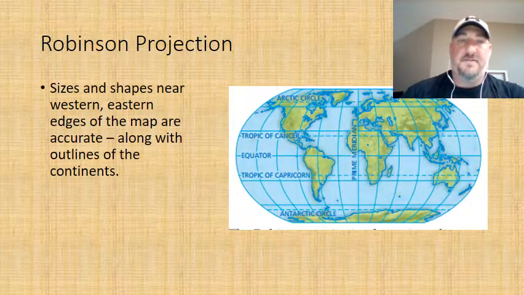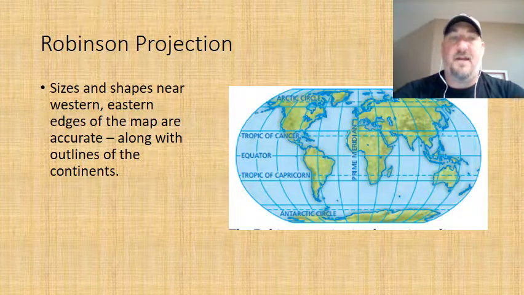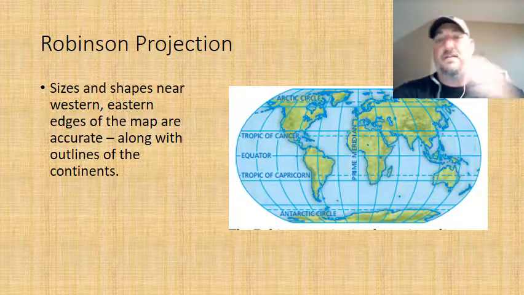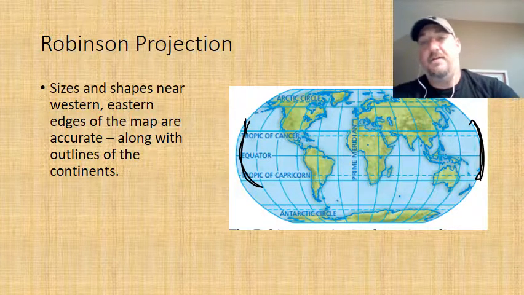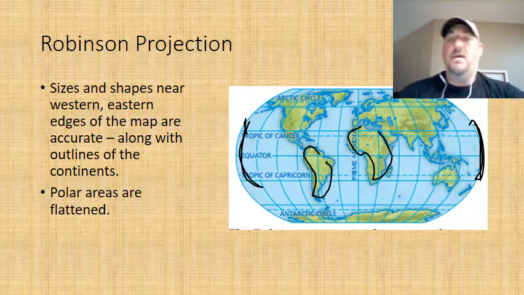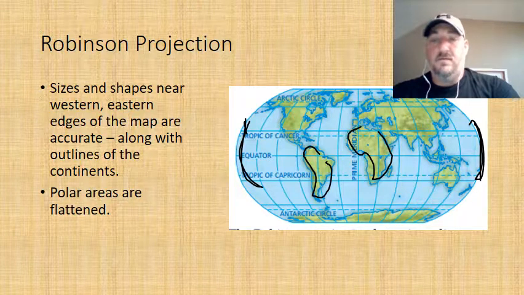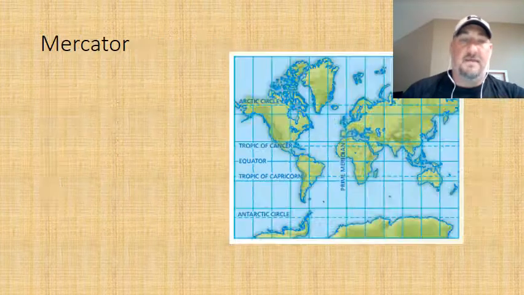The Robinson projection: sizes and shapes near the western and eastern edges of the map are accurate, along with the outlines of the continents. So we're going to get accurate here, and the size and shapes of the continents are good. The pole areas are flattened though, so Antarctica gets flattened, and then Greenland kind of gets squished up to the top.